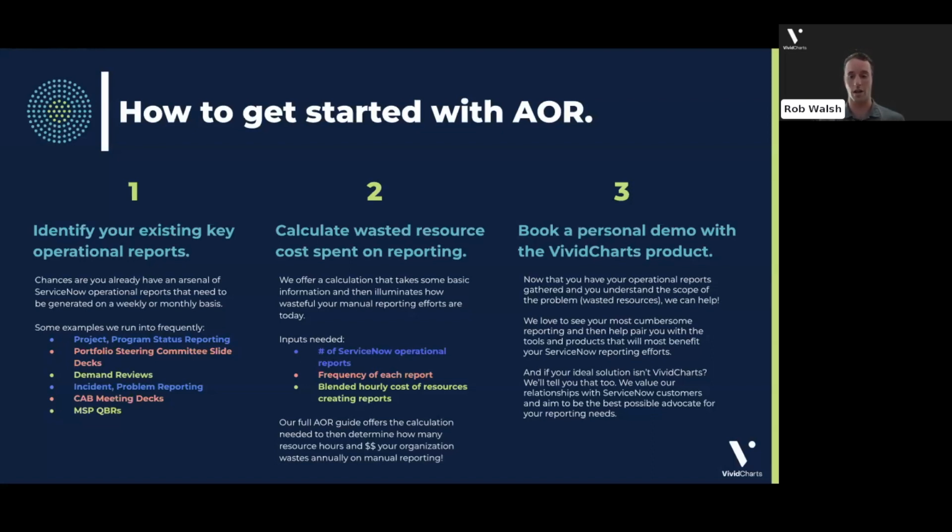And then we do consults all the time with different organizations who've identified these things. They have manual reports that they're building today, and they want to see the automated potential, so they'll book a personal demo. With VividCharts, we can assess the current reports that are being put together manually today, and we can show you in the product a one-for-one off of those reports. So really easy way to think about it: identify those key reports, calculate the time being spent on it, and then prove it out.